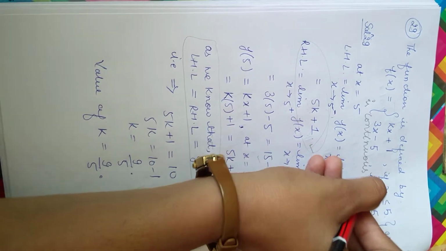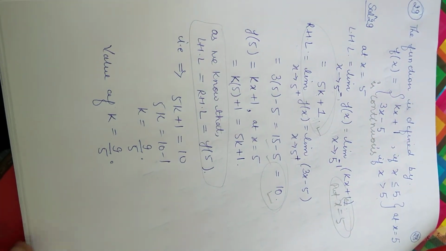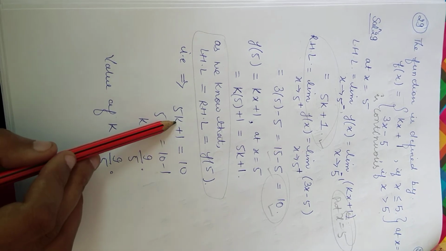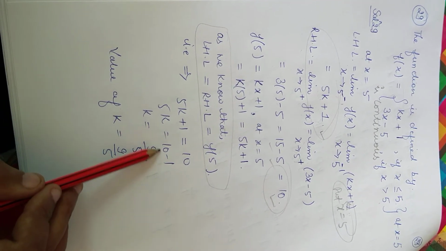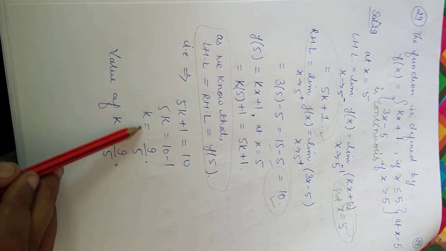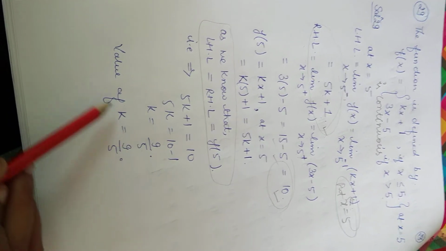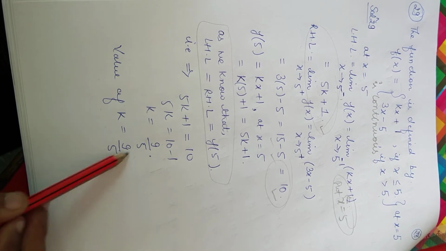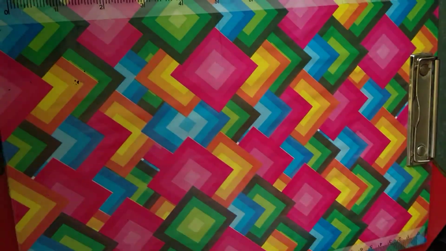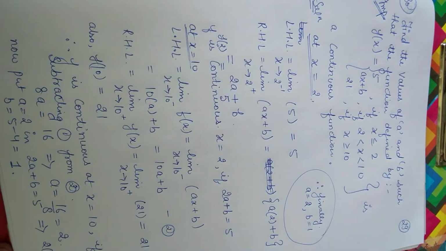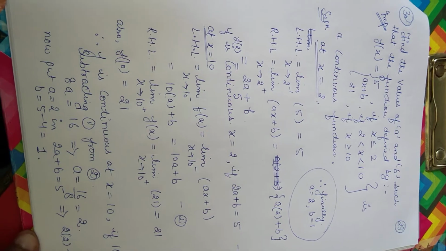It is already given. So as the function is given continuous, 5k plus 1 is equal to 10, and 5k is equal to 10 minus 1, and k is equal to 9 upon 5. Value of k is equal to 9 by 5. Clear बच्चे? Now let us move to the next question, question number 30, and it is a very important question.